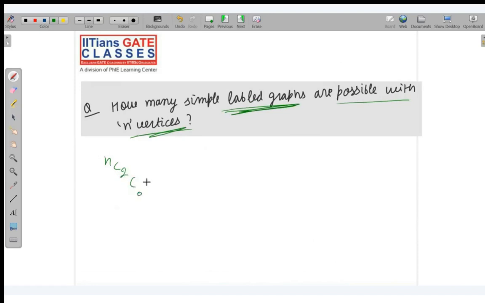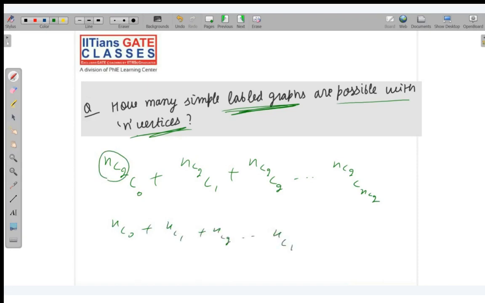From these you choose 0 edges, or 1 edge, or 2 edges, and so on up to nC2 edges. So take nC2 as x. Then xC0 plus xC1 plus xC2 up to xCx, which is nothing but 2 power x. And x is nC2, so 2 power nC2 is my answer. We have discussed this many times.